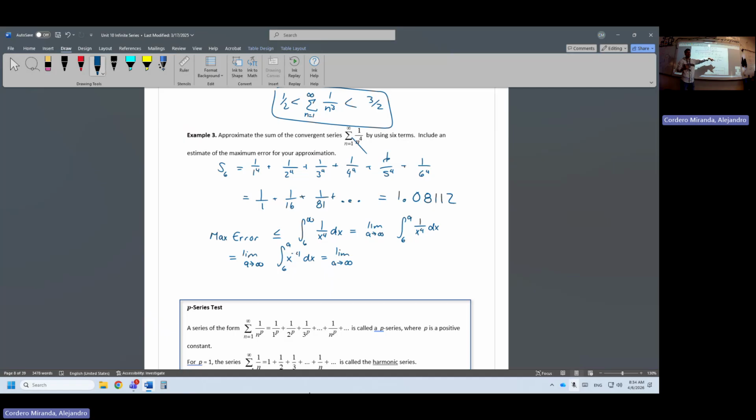Again, you're not allowed to say natural log of x⁴, x to a power no longer applies. So you rewrite it as x to the negative 4, you add 1 to the power and divide by the new power, at a and at 6. It will give you the limit as a goes to infinity of -1/3x³ at a and 6.